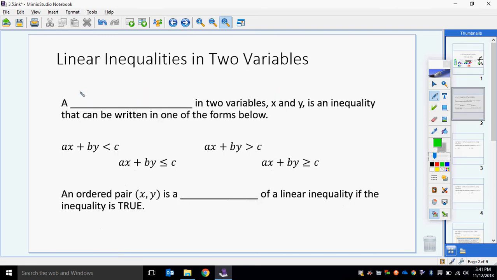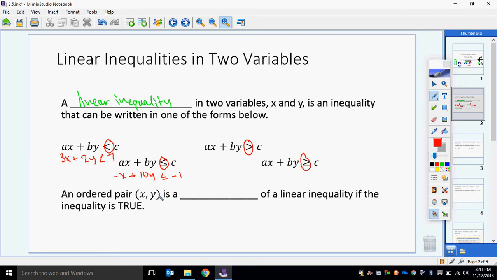Okay, so more specifically, a linear inequality in two variables, x and y, is an inequality that can be written in one of the following forms. A and B and C are just numbers. So we could have 3x plus 2y is less than 7. Negative x plus 10y is less than or equal to -1. And so on and so forth. And you could have these different forms. Basically, the only thing that's changing is the inequality symbol. Okay, so those are linear inequalities in two variables.